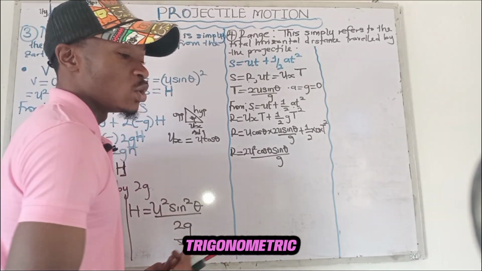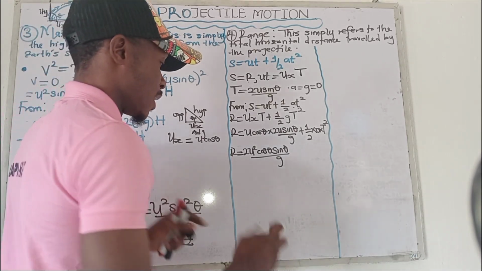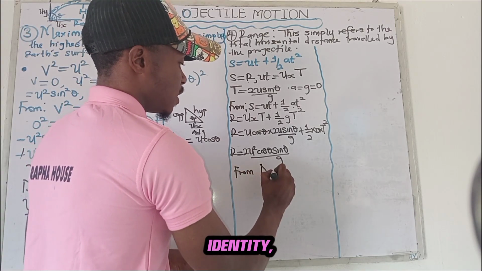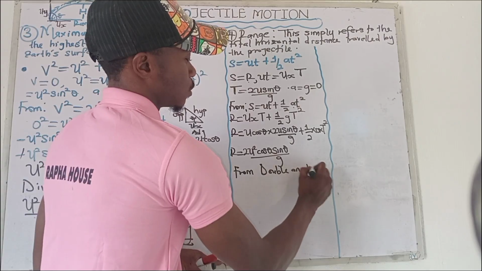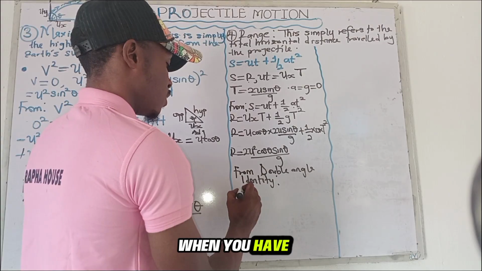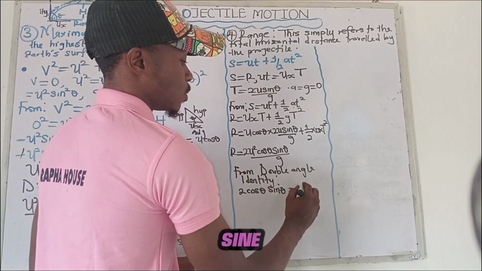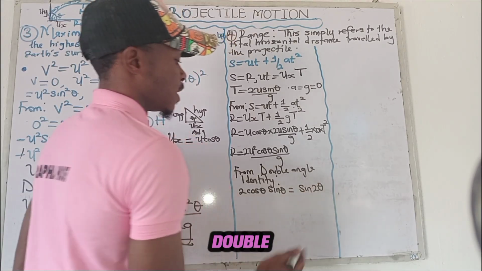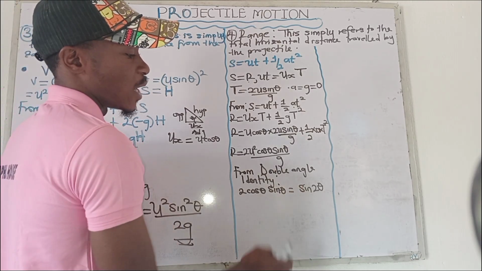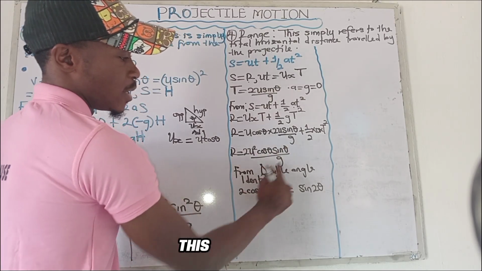Now, there is a trigonometric identity rule called the double angle identity, and it is summarized as follows. Let me just write that out quickly. From double angle identity, when you have 2 cos theta sine theta, it is actually equals to sine 2 theta. The double angle identity says 2 cos theta sine theta is equals to sine 2 theta. You can reference this identity rule and apply it at this point of the equation.